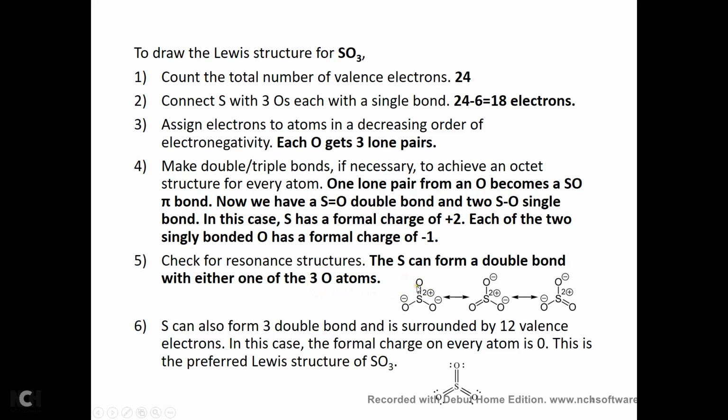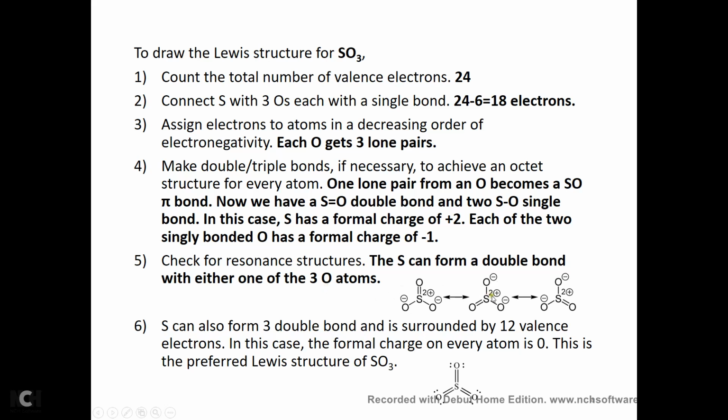Now let's check for resonance structures. You don't have to form the double bond here, you can form it here or here. So we have 3 resonance structures. In each of the 3 resonance structures, the sulfur has a 2 plus formal charge, and 2 out of the 3 oxygen atoms have a -1 formal charge. This one or this one.